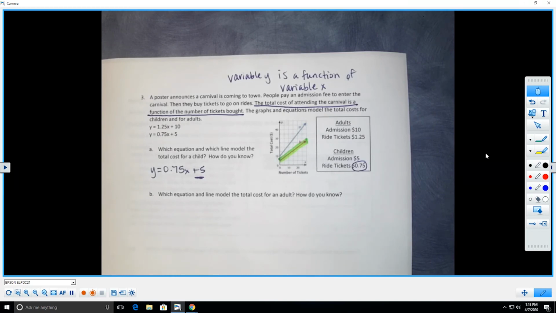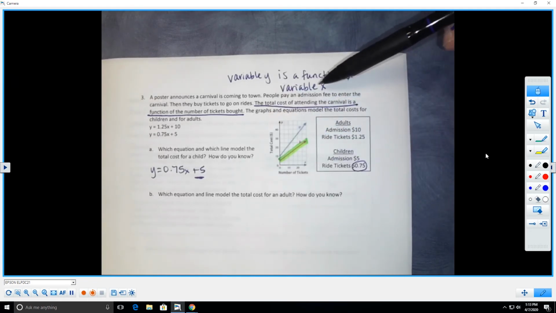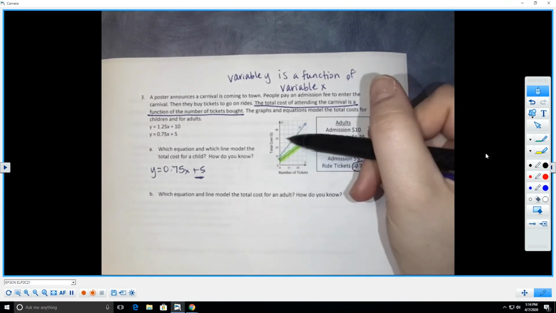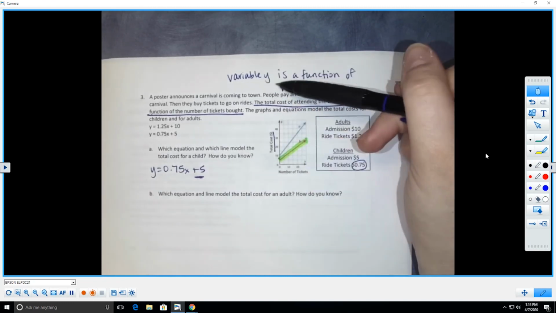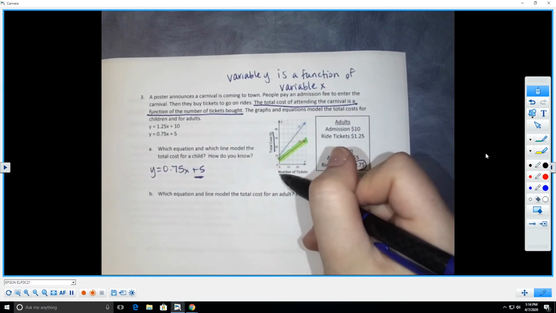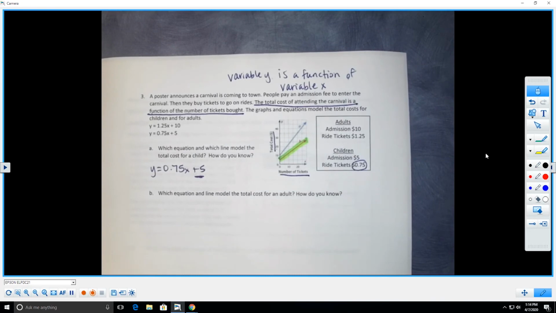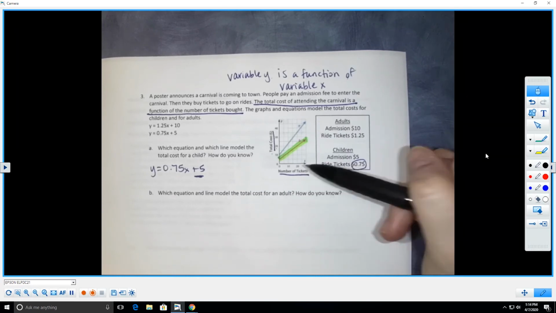So let's answer question B. It says, which equation and line model the total cost for an adult? And how do you know? So we're going to use the same logic. The variable y is a function of the variable x. So what is my y variable? One way that you can identify this is to look at what the y-axis is labeled on the graph. In other words, the variable y, or the total cost, is a function of the variable x. I look at my x-axis and I see that it's labeled as number of tickets. So the total cost is a function of the number of tickets.